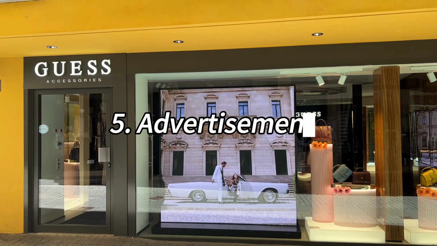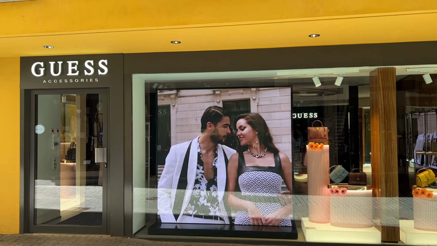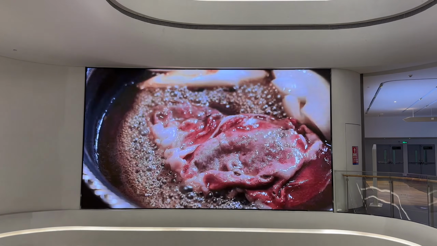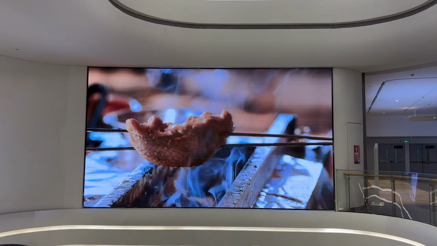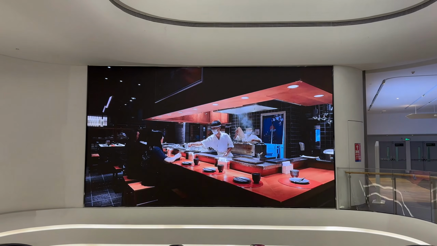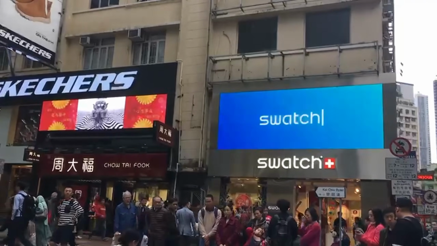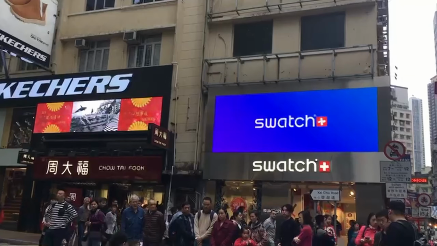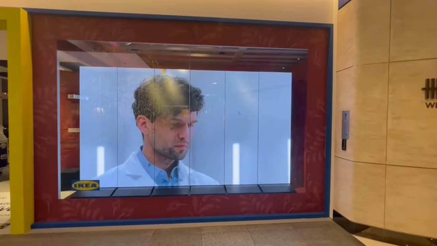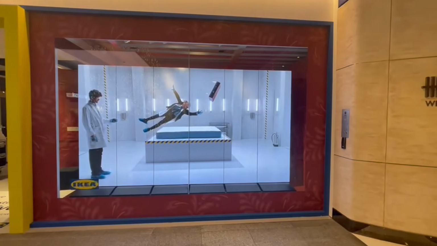5. Advertisements. If you want to reach a wider audience and expand your client base, you should run an ad. Now imagine running ads on such a gigantic screen. It's like showcasing your brand to the whole world simultaneously. Your products will be better appreciated when they are pleasant to look at.